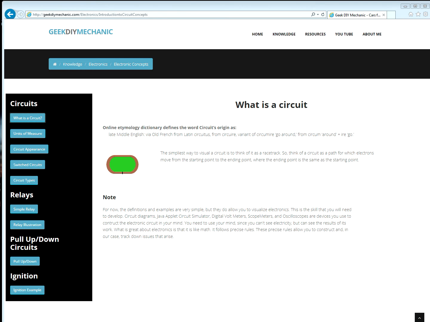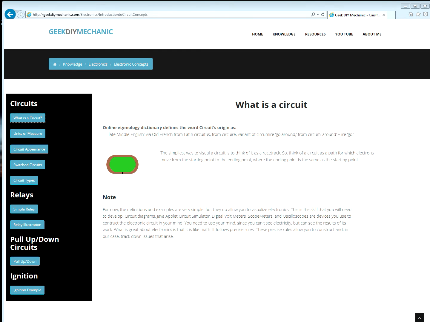Since you can't actually see electrons when working on a circuit, you have to visualize what's going on. You can see the results of the electrons flowing though. What is convenient is that electrons follow a very specific, precise rule set.